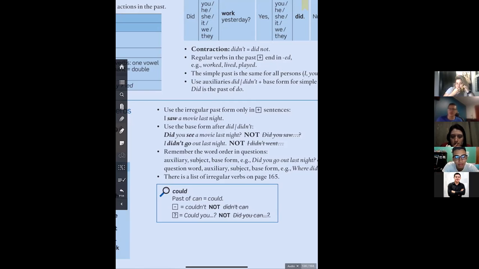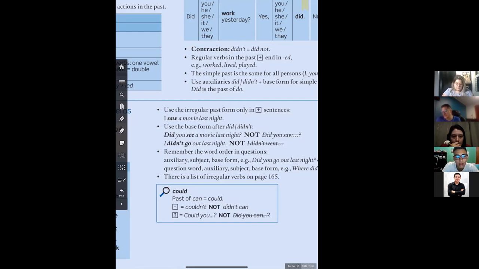And this is very common, guys. As I said before, in Spanish, sometimes we mark the tense more than once. In English, we don't. Only once, and that's it. So it would be, I didn't go.